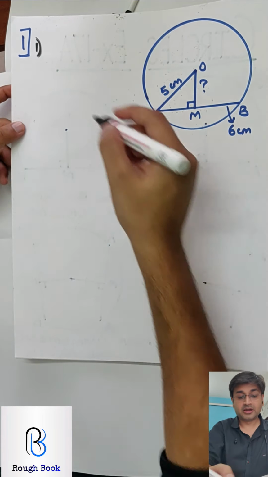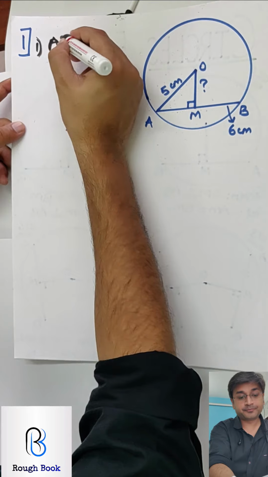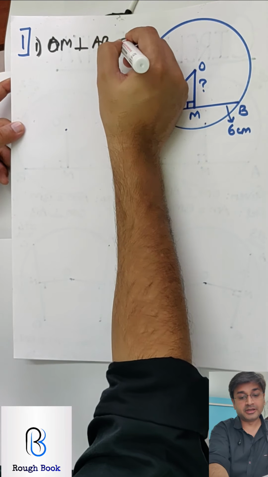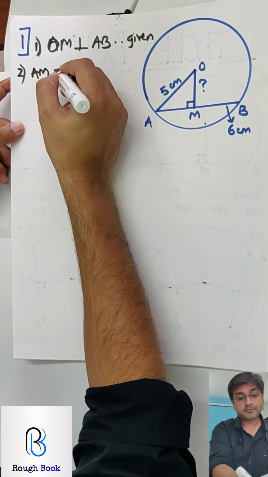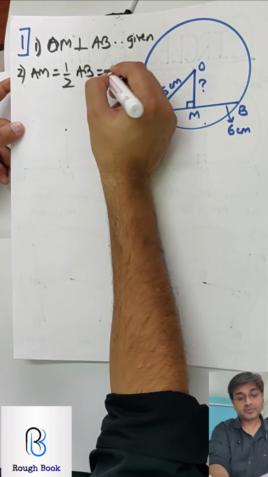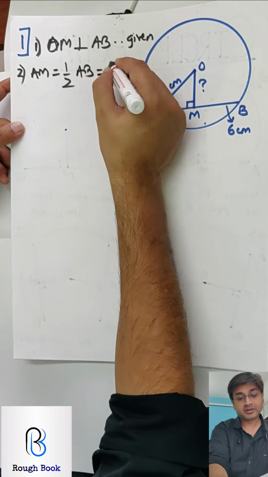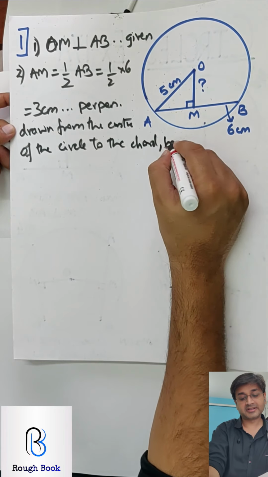So step 1, I will say OM perpendicular to AB, reason given. Step 2, AM is half of AB, that is half of 6 equals 3 centimeter. Reason: perpendicular, full words you have to write, drawn from the center of the circle to the chord bisects the chord.